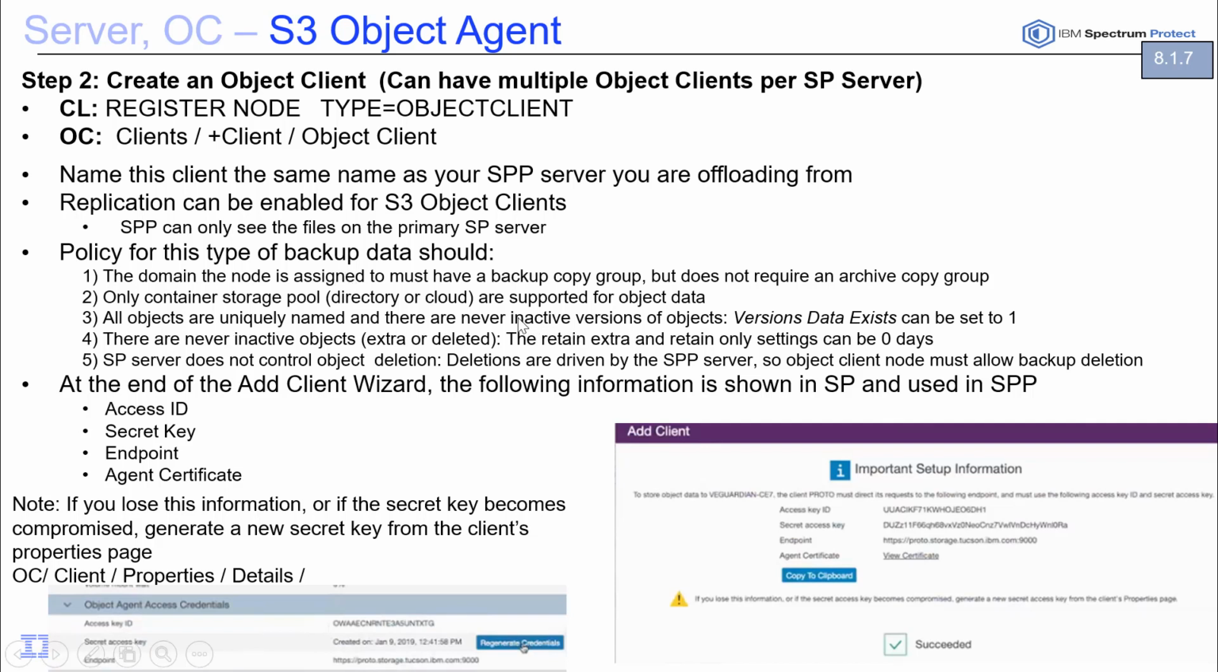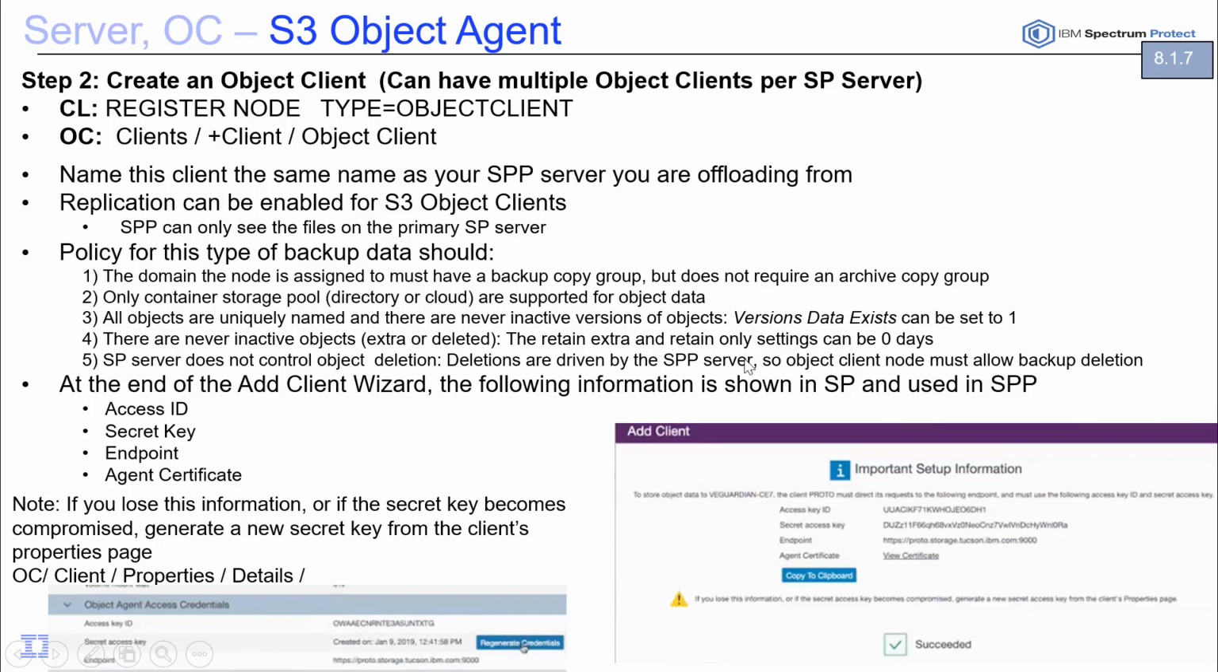There is never going to be any inactive versions of those objects, so you can set your versions data exists to 1. And because there's never any inactive objects, the retain extra and retain only settings can be set to 0 days. Now, the Spectrum Protect server doesn't control the object deletion of these objects inside of this S3 pool, and that deletion is done by the Spectrum Protect Plus server, so you do need to make sure that the object client node allows backup deletion, and the Operations Center will set up the object client node to have that parameter set.